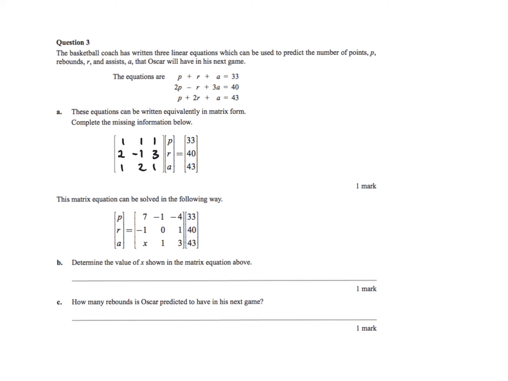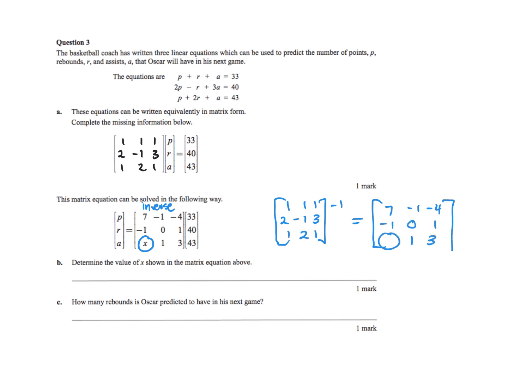Now, down here, they've said this is the setup. So this is actually the inverse here. And they have left that one as an X, and they want you to find that out. So you pop it in your calculator. What you're going to do is pop this first one in your calculator to the power of negative 1 and see what it is. Because it's going to be 7, negative 1, negative 4, and you're going to be able to see this missing answer. Alright, so we find that this is negative 5, so x equals negative 5.